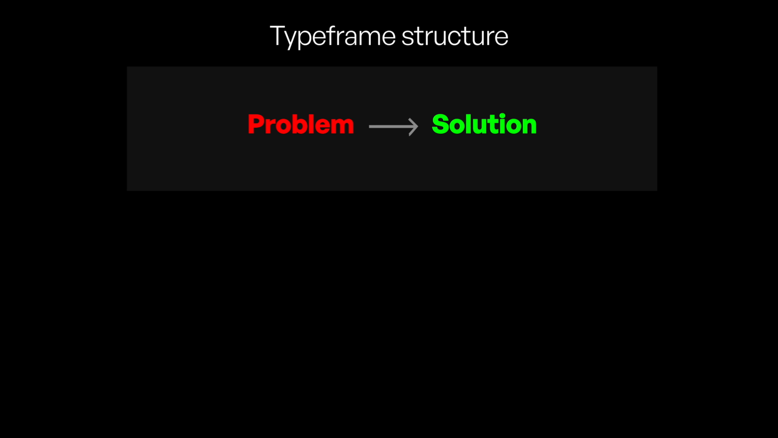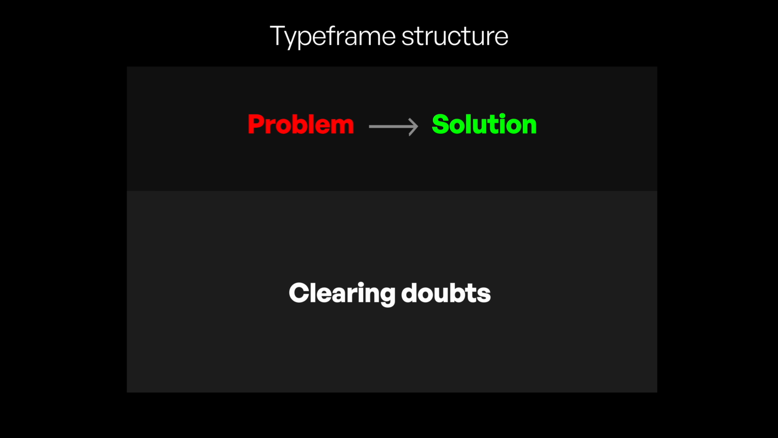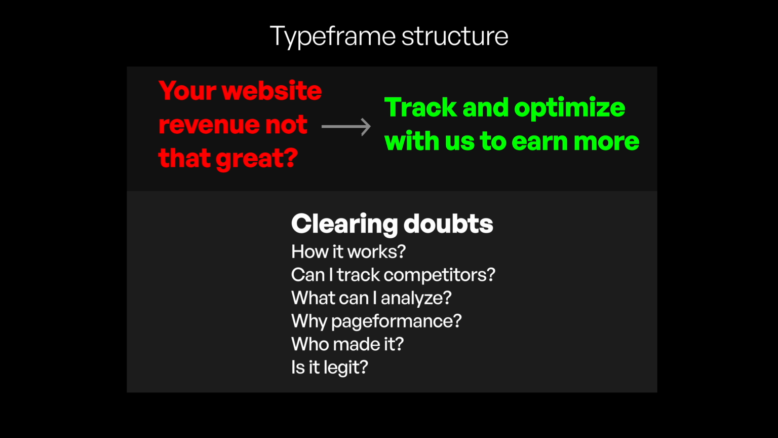Once you nail the top of the copy, you make the type frame into two main sections: problem versus your solution and clearing doubts. That's the complete blueprint for a successful landing page of all kinds. Only these two sections, and they're different every time.